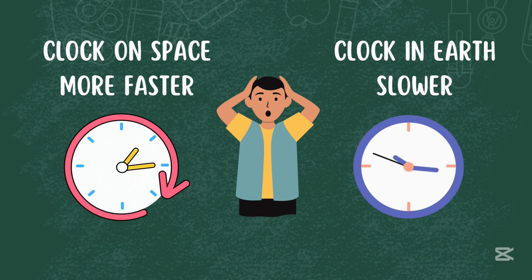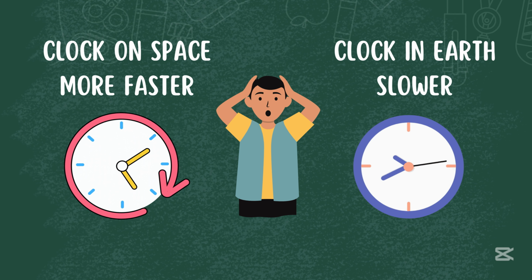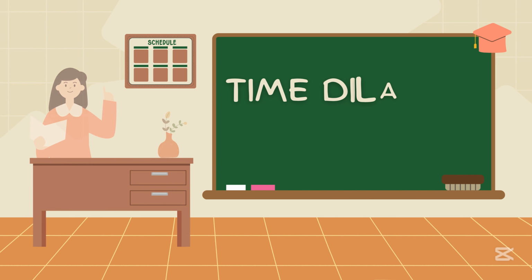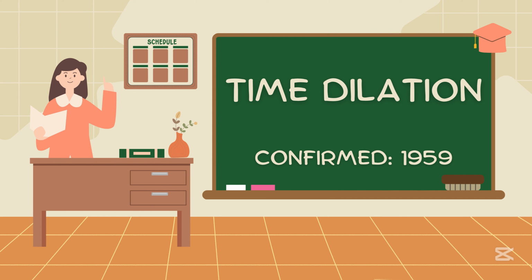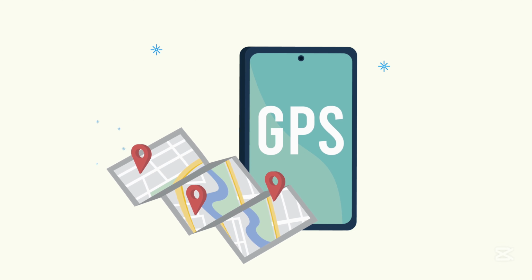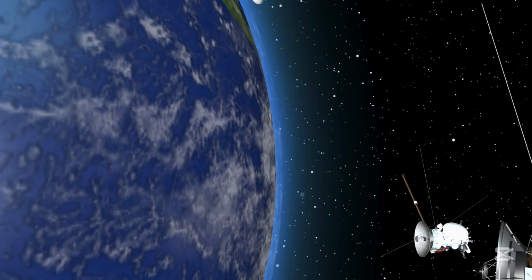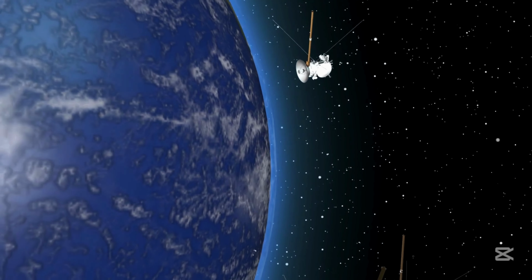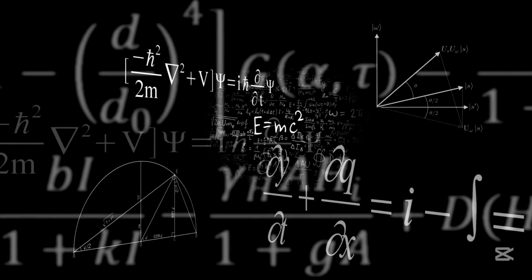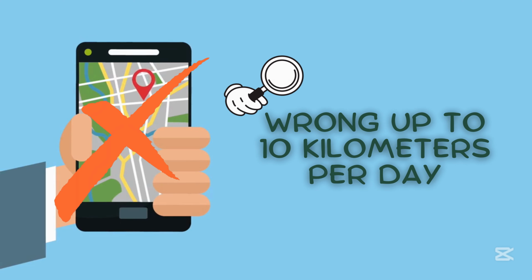A clock near the surface of Earth runs slightly slower than a clock far away in space. This effect is called time dilation, and it was confirmed by scientists in 1959. One of the most useful applications of general relativity is the GPS system. Satellites are farther from Earth and move faster, so their clocks tick differently. Without constant correction, GPS location would be wrong by up to 10 kilometers per day.